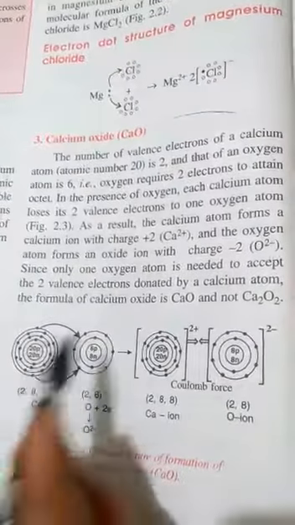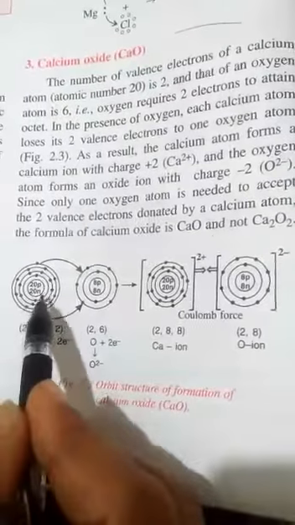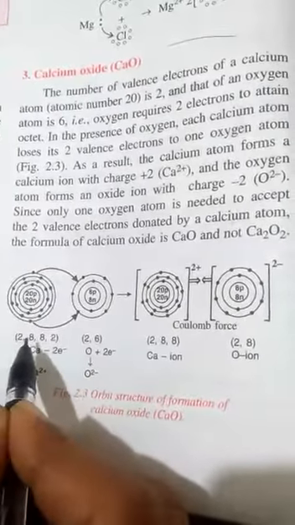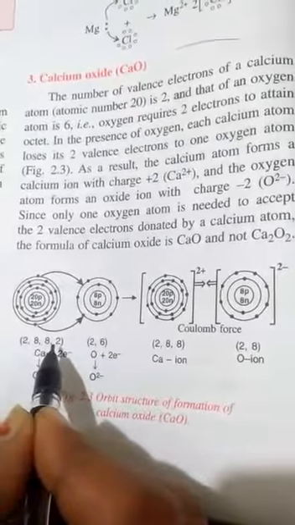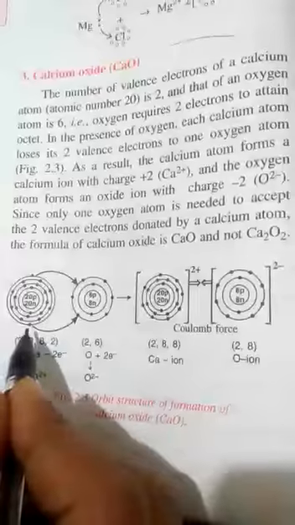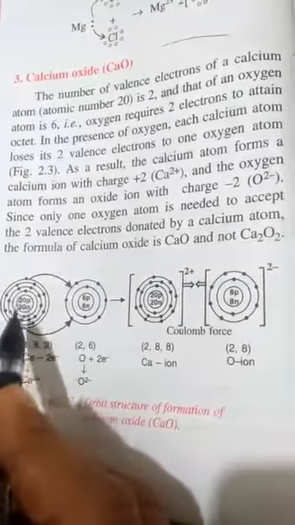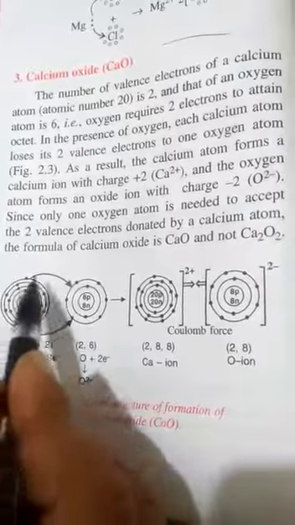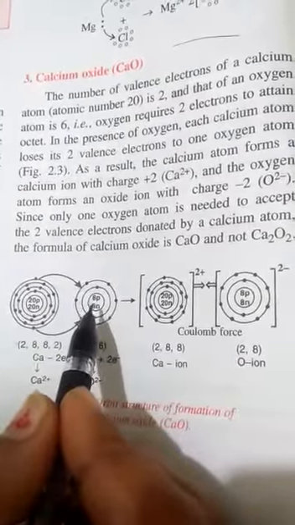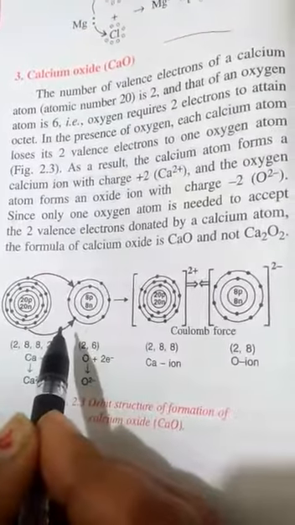Let's see an example. This is the orbital structure of calcium. Shells K, L, M, N. Here there are 2 electrons in the outermost shell, 1, 2. This calcium is going to lose these 2 electrons. At the same time, another atom, that is the oxygen atom, is going to gain these 2 electrons.